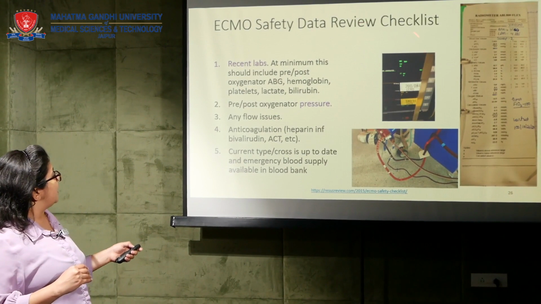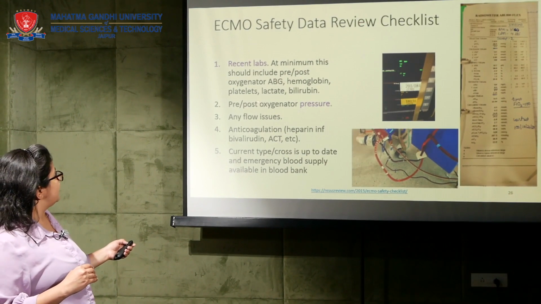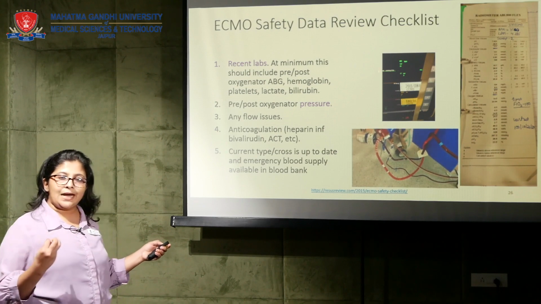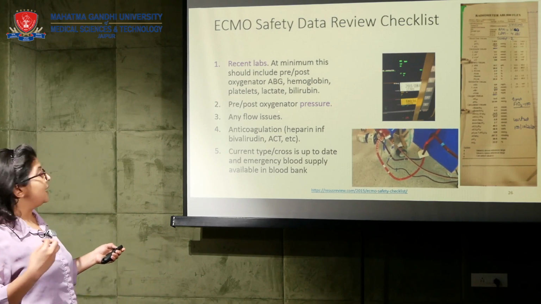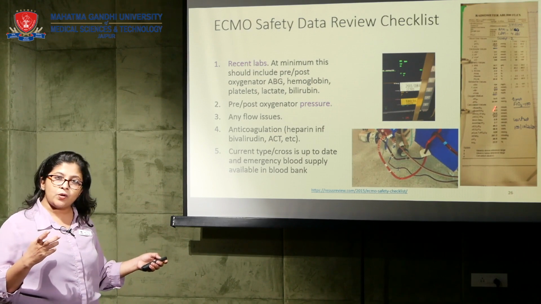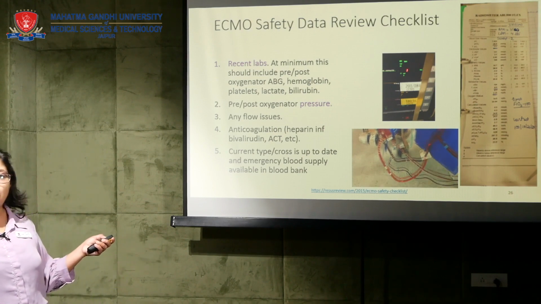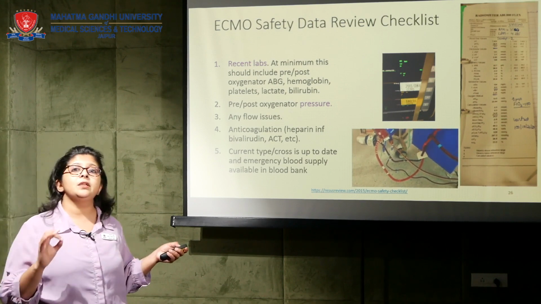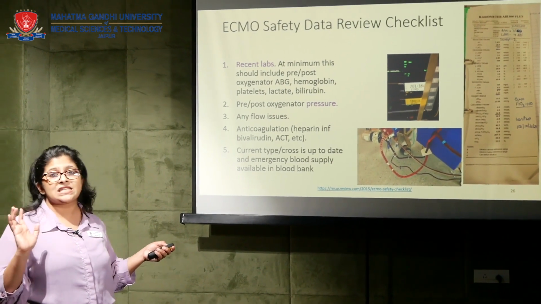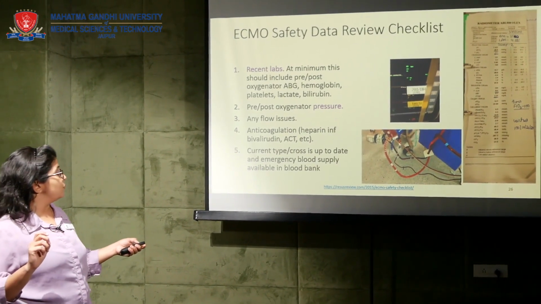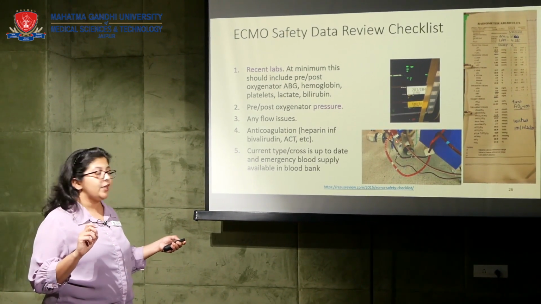Then another part of the checklist is the recent labs. So we need to know the hemoglobin, the platelets, the lactates, the bilirubin, pre and post oxygenator pressures. So continuous monitoring of the pressures is ongoing here. As you can see on this monitor, a separate dedicated monitor is used to monitor the pre and the post oxygenator gases on the ECMO.